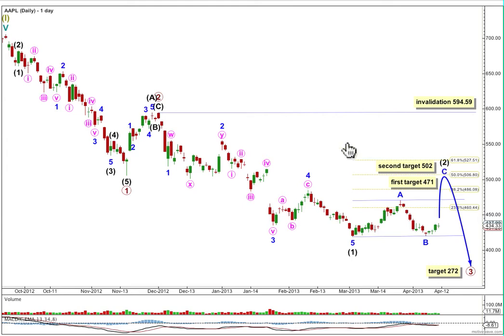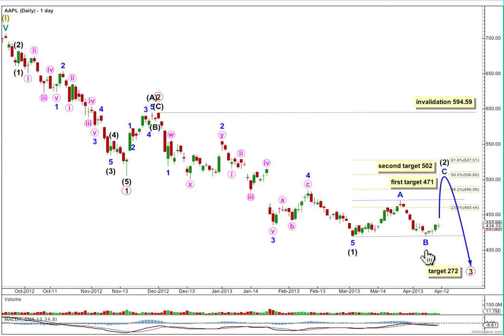Intermediate wave 2 may not move beyond the start of intermediate wave 1. This wave count is invalidated with movement above 594.59. If that were to occur, then I would use my alternate daily wave count, but it has a lower probability. When the zigzag for intermediate wave 2 is complete, I will expect an increase in downwards momentum for Apple. My long-term target at this stage remains at 272, where primary wave 3 would reach 1.618 the length of primary wave 1.